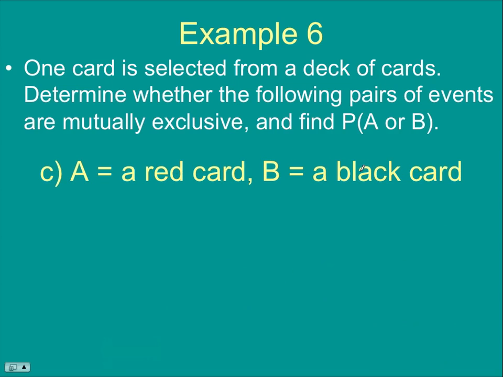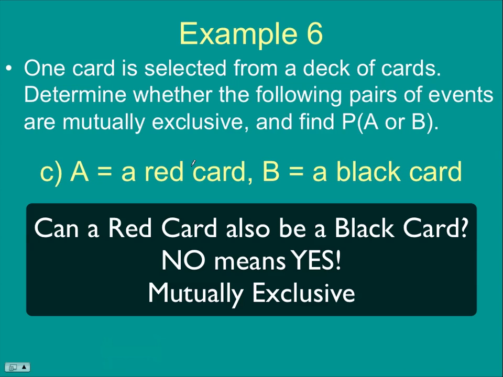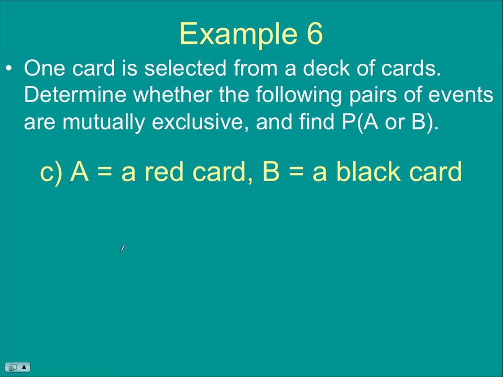So next, a red card and a black card. So can a red card also be a black card? Well, the answer is no. So these are mutually exclusive. So the probability of getting a red card is 1/2, and the probability of getting a black card is 1/2, and there's no chance of them being both red and black, so we subtract 0, and so we get 1, or 100%. And it makes sense. If you're drawing a card, is it going to be red or black? Well, it's got to be one of those, so it's going to be 100% every time.